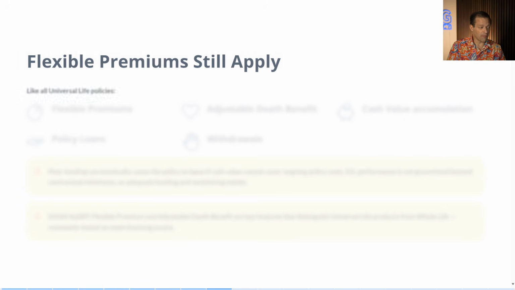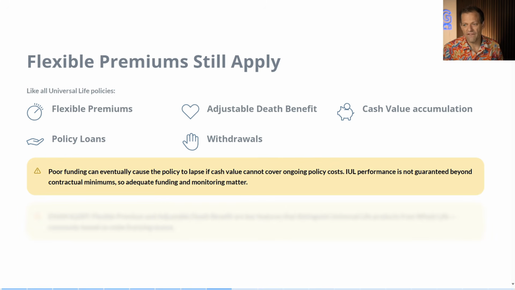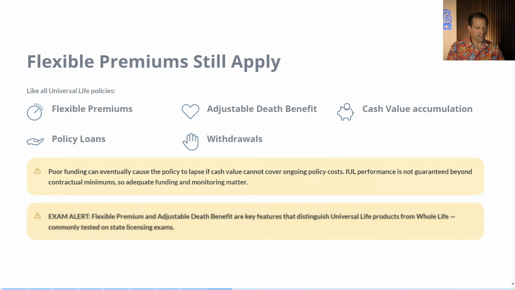Flexible premiums do still apply. So like all UL plans, you have flexible premiums, adjustable death benefits, cash value accumulations, policy loans, and withdrawals. And understand that poor funding can cause these policies to lapse if cash value cannot cover ongoing policy costs. IUL performance is not guaranteed beyond contractual minimums, so adequate funding and monitoring matters. This is kind of the big thing with IULs and any ULs. You have to watch it. Can't set it and forget it like whole life.